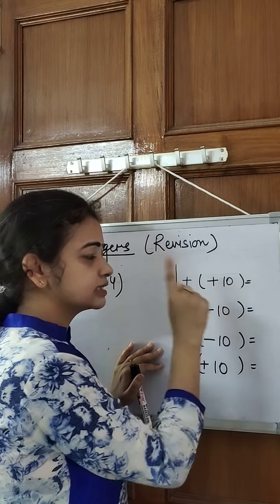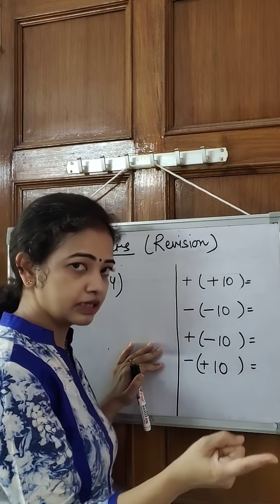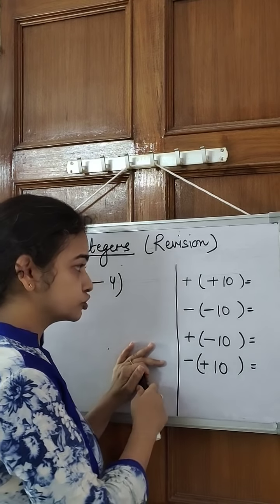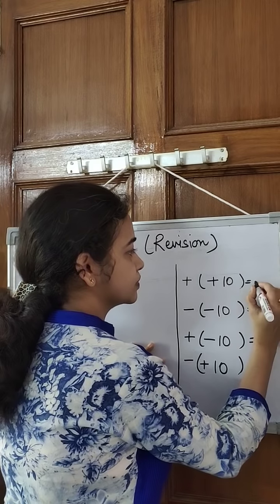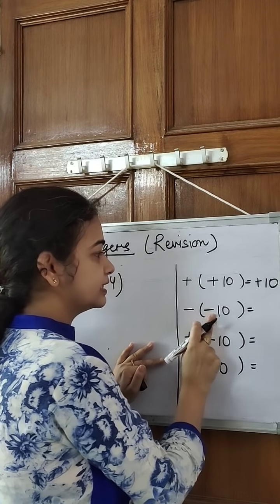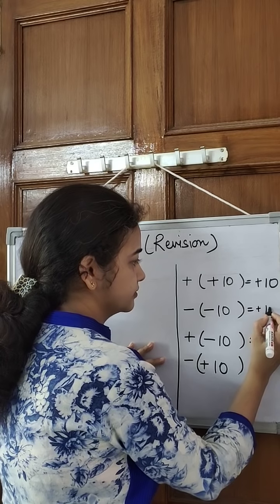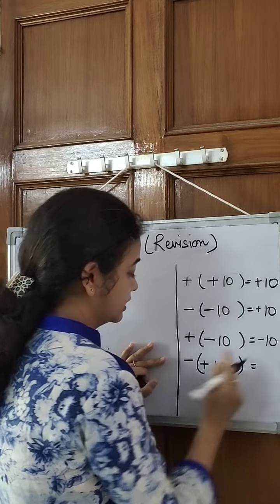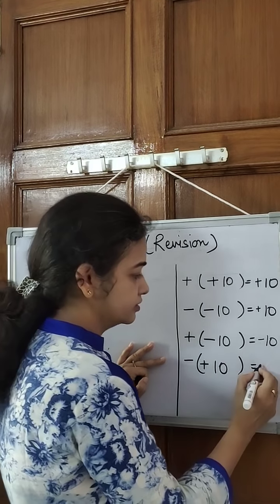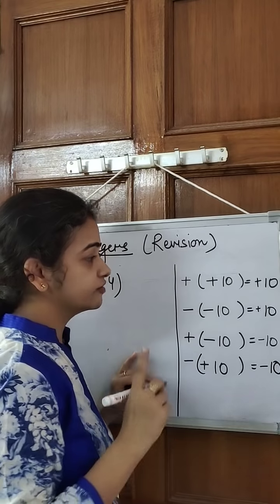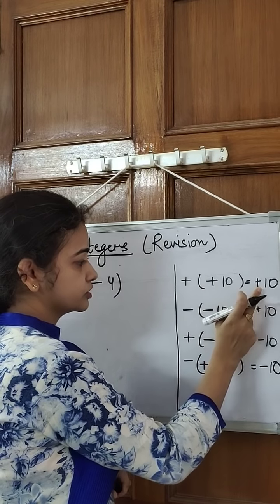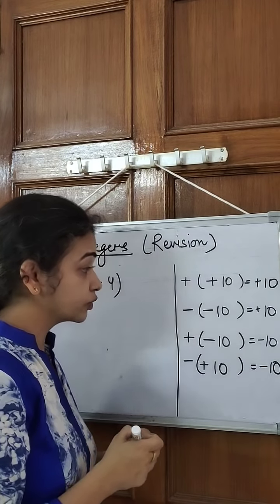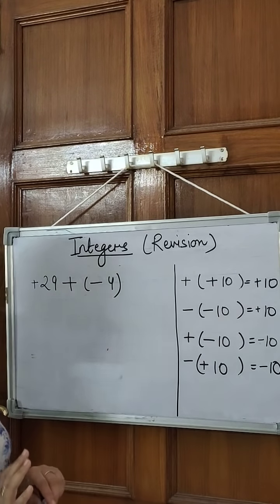That plus plus is plus, minus minus is plus, plus minus is minus and minus plus is minus. So plus plus will become plus 10. Minus minus is plus, so this will become plus 10. Plus minus is minus, so this is minus 10. And minus plus is again minus, so minus 10. So as discussed, same sign positive, opposite sign negative. We are going to use this concept here to do these types of questions.